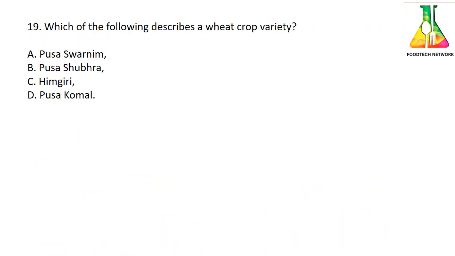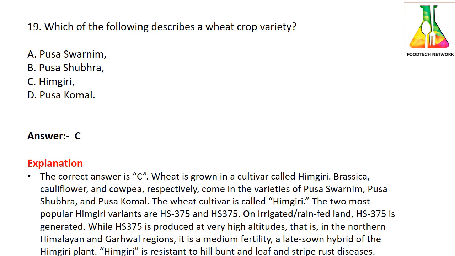Number 19. Which of the following describes a wheat crop variety? Option A, Pusa Swarni; option B, Pusa Shubra; option C, Himgiri; and option D, Pusa Komal. Answer is option C. Wheat is grown in a cultivar called Himgiri, and brassica, cauliflower, and cowpea respectively come in the varieties Pusa Swarni, Pusa Shubra, and Pusa Komal. So the wheat cultivar is called Himgiri.